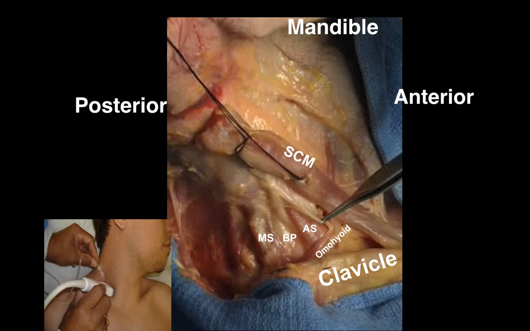The phrenic nerve is clearly visible, held with forceps, and marked by the white arrow as it emerges from the interscalene groove and passes inferiorly across the surface of the anterior scalene muscle.